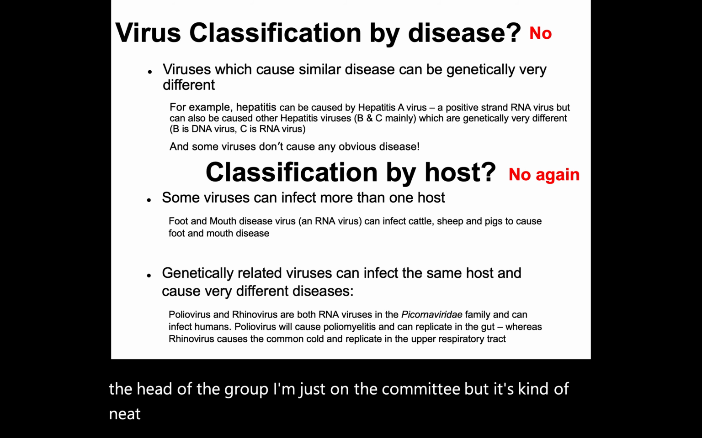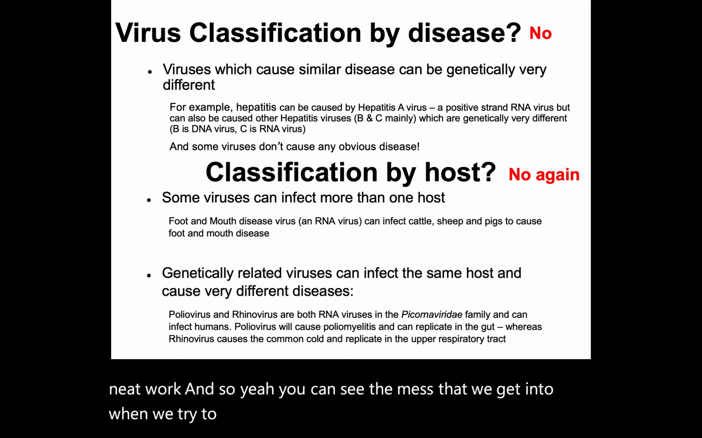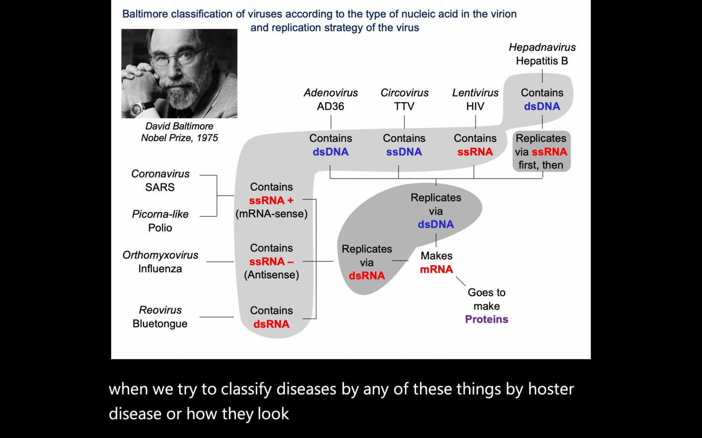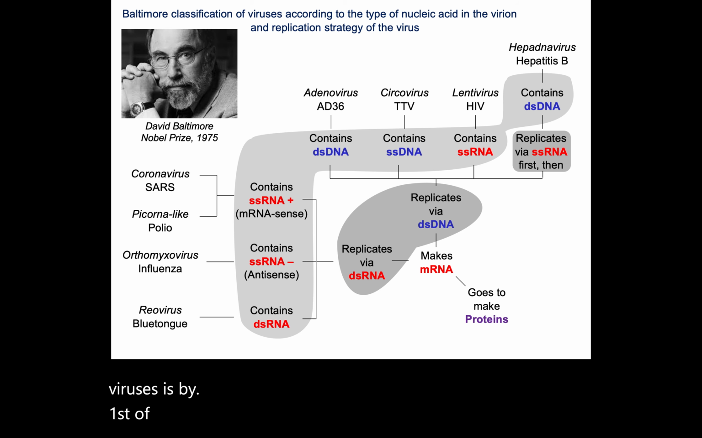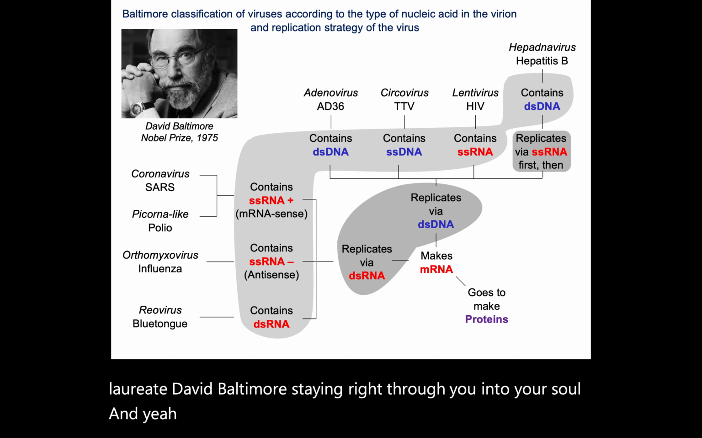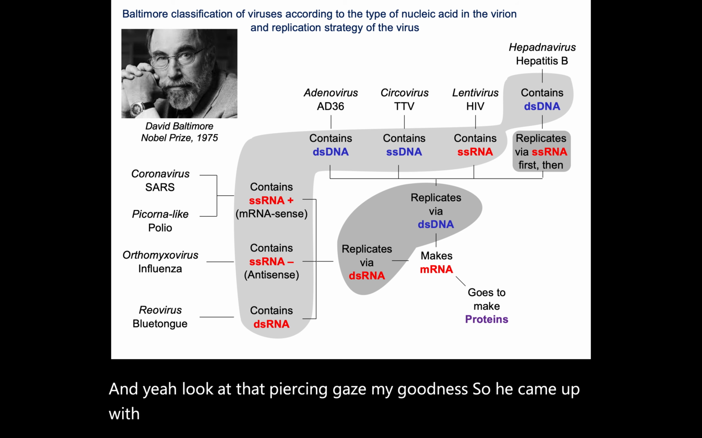And so, you can see the mess that we get into when we try to classify viruses by any of these things, by host or disease, or how they look, for example. So the way that we classify viruses is by, first of all, what's inside. So up there in the top, that's a Nobel laureate, David Baltimore, staring right through you into your soul. Look at that piercing gaze. Oh my goodness, yeah. So he came up with this thing and did not get the Nobel Prize for this, by the way. This or something else.